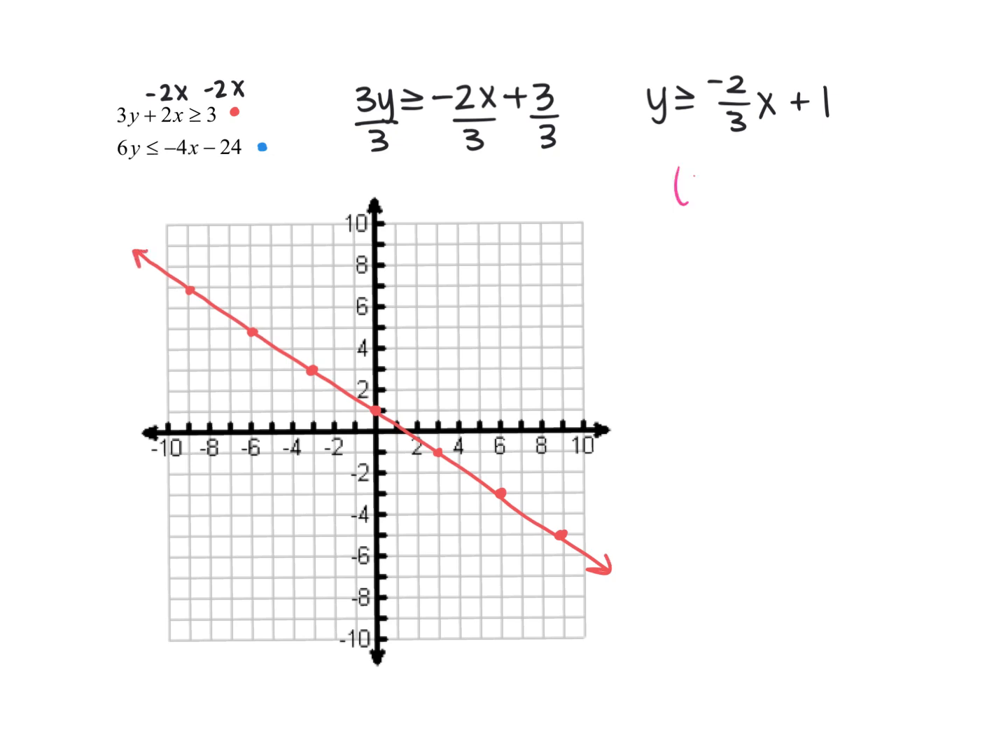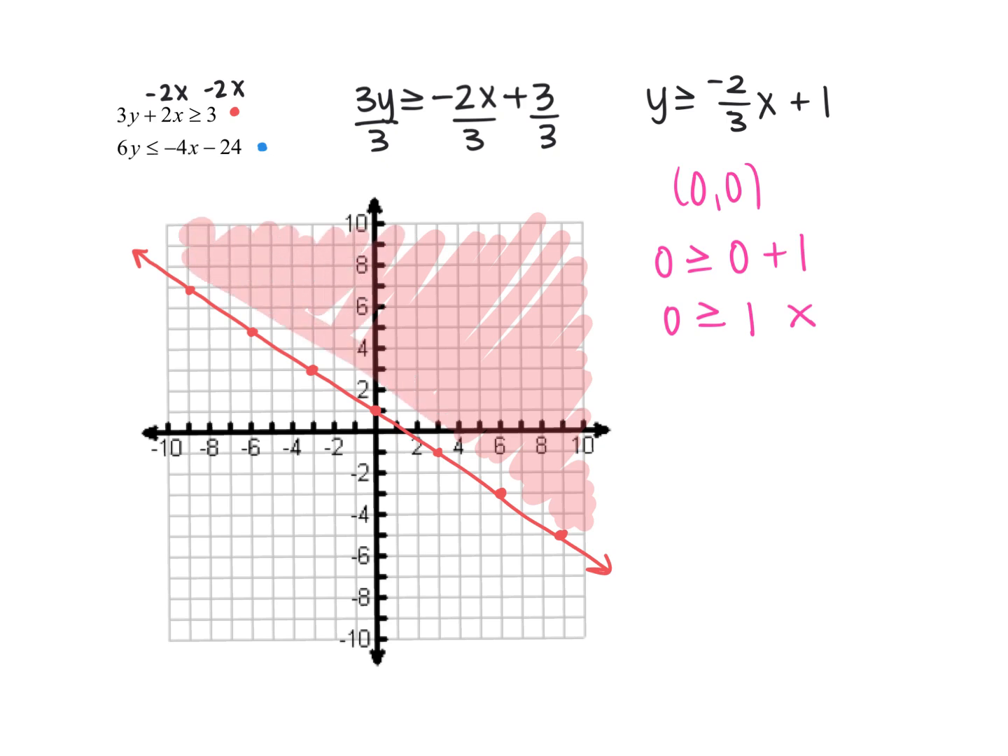And for my test point, I'm going to use 0, 0. So we get 0 greater than or equal to 0 plus 1, which becomes 0 greater than or equal to 1, which is not true. So I'm going to shade everything where 0, 0 isn't, which is everything above the line.